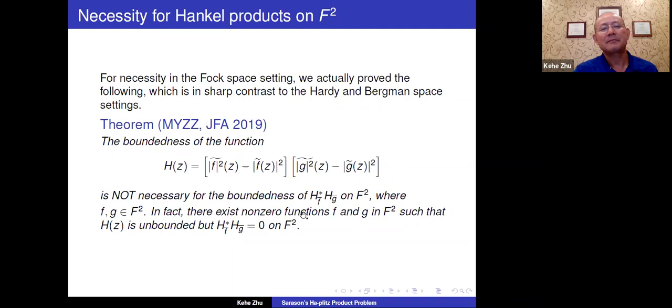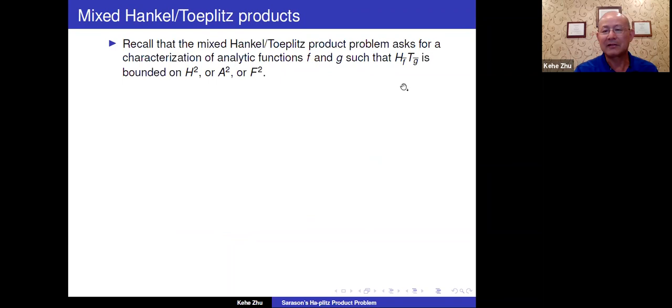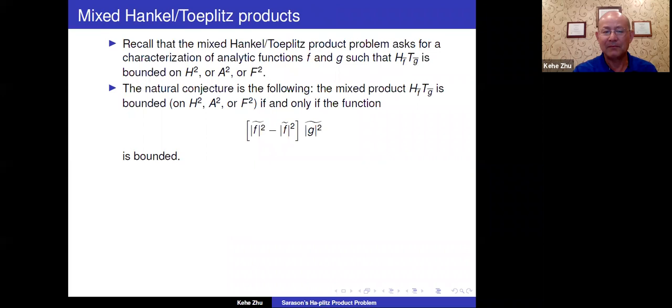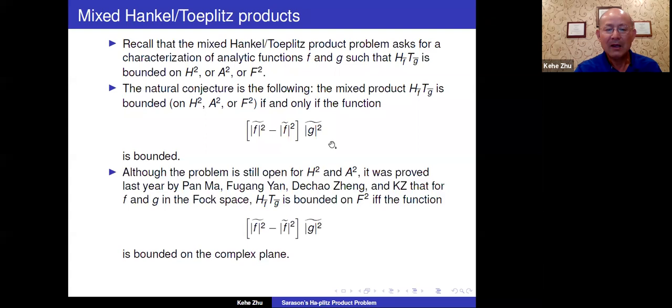Next, I want to talk about this mixed product. So you have a product of a Toeplitz operator and a Hankel operator. And again, you can ask about when this is bounded on H2, A2, F2. The problem was already studied in the 1990s. The natural conjecture, again, for people who know this kind of stuff, is this. Corresponding to the Hankel operator, you should look at this function, and corresponding to the Toeplitz operator, you should look at this function. And so the conjecture was that this mixed product is bounded if and only if this function is bounded.